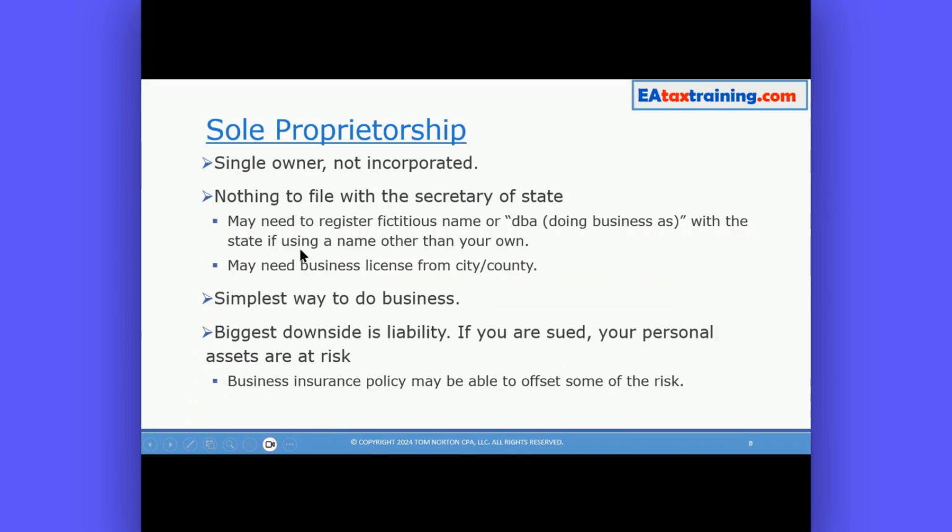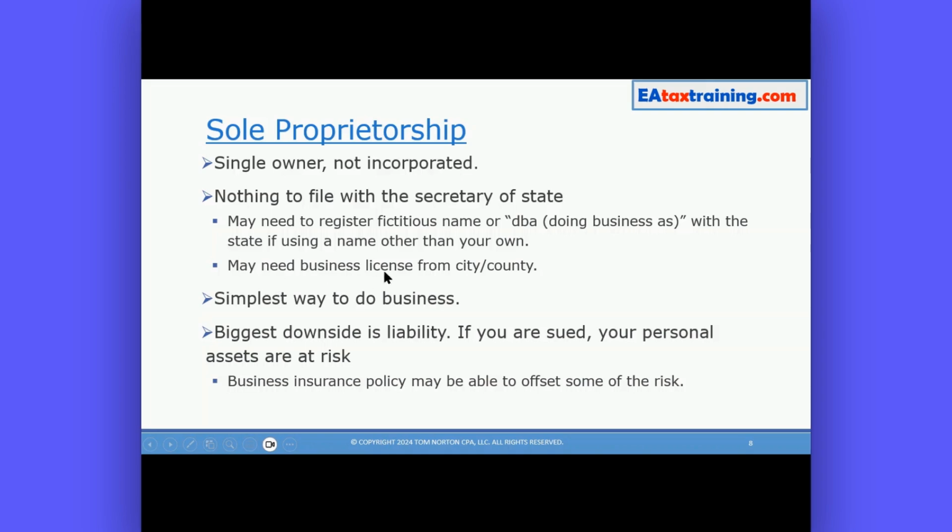Now, if you do business under a name other than your own personal name, then you may need to file with your state Secretary of State's office a fictitious name or DBA, doing business as form. It just costs a few dollars. You're not creating an entity with that. Instead, you're just letting the state know and letting the public know that you, let's say your name is Mary Smith, that you, Mary Smith, are doing business as Smith Bookkeeping, for example. So you would file that fictitious name registration or doing business as registration, but you're still just a sole proprietorship.